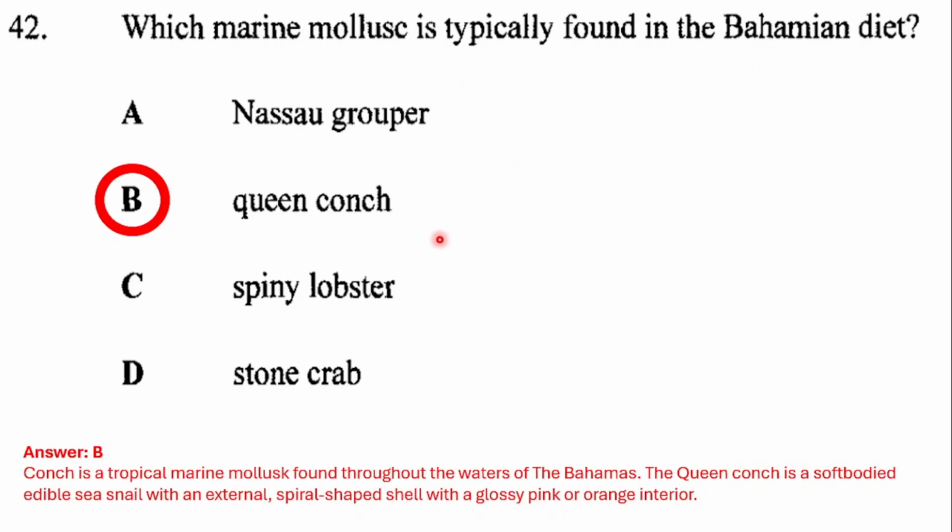Let's move on to question number 43, which says we have a diagram, and the diagram represents a map showing the major fishing areas of the Bahamas. So here we have A, and it says which fishing area is labeled A. Is it Grand Bahama Bank, Great Bahama Bank, Lesser Bahama Bank, or Little Bahama Bank?